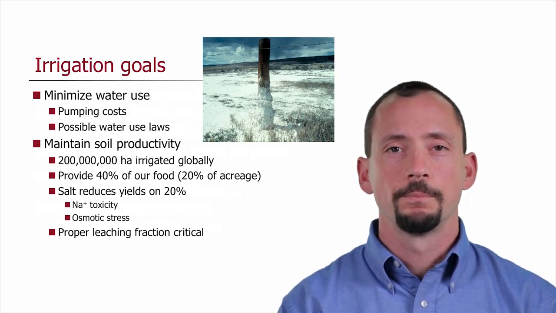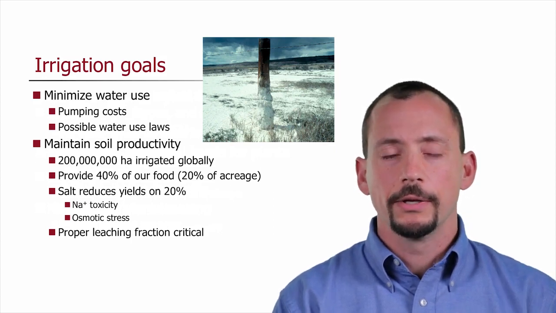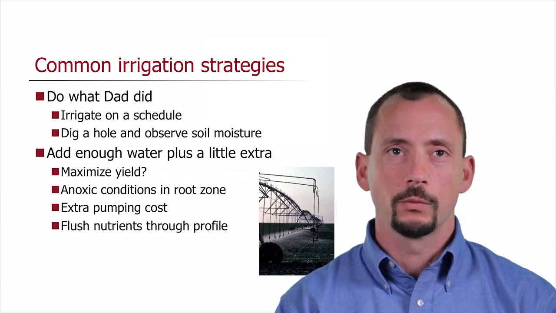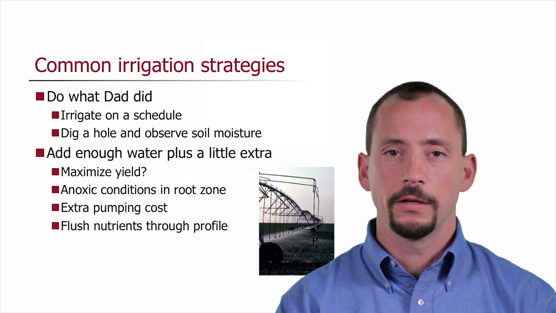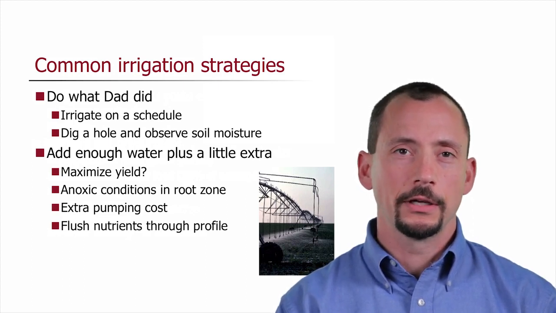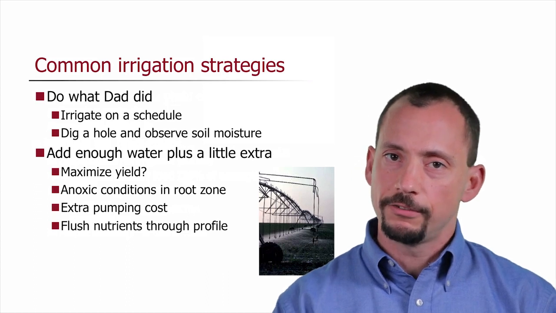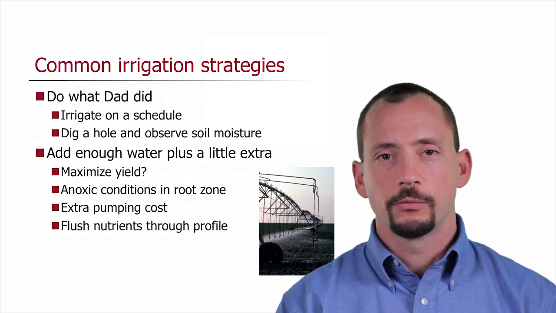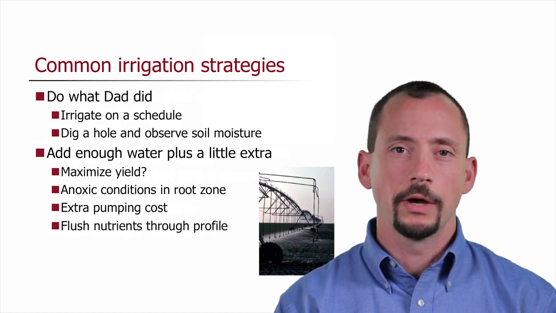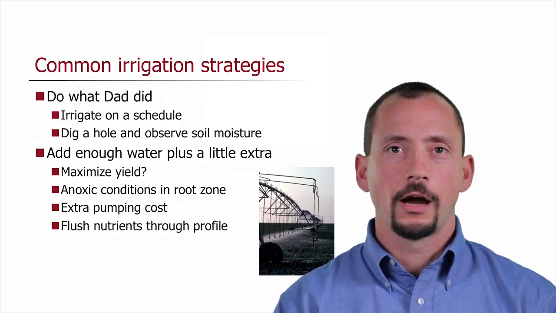So what are some of the common irrigation strategies that growers will use to schedule their irrigation? Well, I think that probably still the most common one is to do what Dad did. Either irrigate on a schedule, or go out from time to time and dig a hole and grab some soil and feel it and see if it seems like it has the right soil moisture. And these are kind of tried and true methods, but they are certainly not optimal.